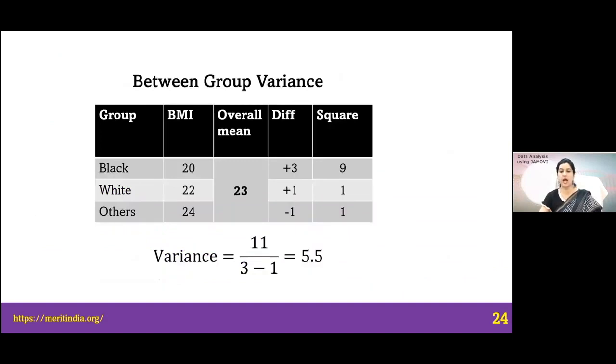Now let's see how to do this. You remember the group mean of black was 20, group mean of white race was 22, and group mean of others was 24. So the overall mean is 23. Now to calculate the between group variance, I'll subtract the overall mean from each group mean. So it is plus 3, plus 1, and minus 1. Then we square it, and the sum of squares will be 11, divided by the total number of groups, in this case 3 groups, minus 1. So the between group variance will be 5.5.